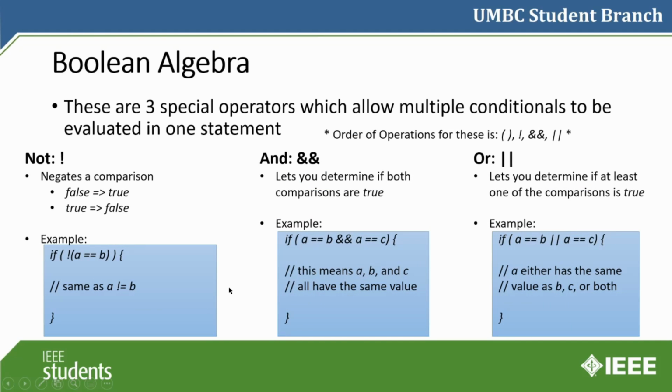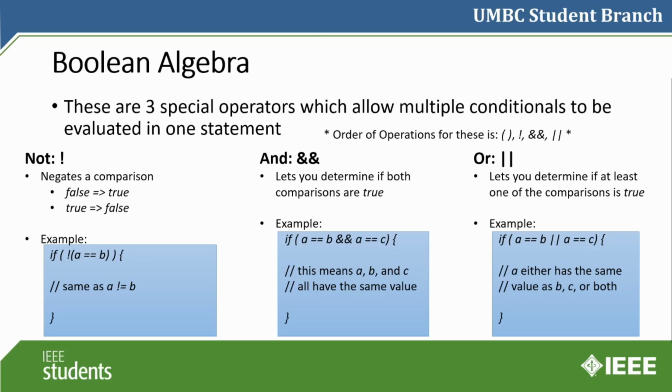Okay, so next we're going to talk about a little bit of Boolean algebra. There are 3 special operators that are used to determine the truth of multiple expressions. These are the not operator, which is an exclamation point, the and operator, which is 2 ampersands, and the or operator, which is 2 pipes. You can type a pipe by pressing shift and the button that should be between the enter key and backspace on most keyboards, or to the right of the square bracket.